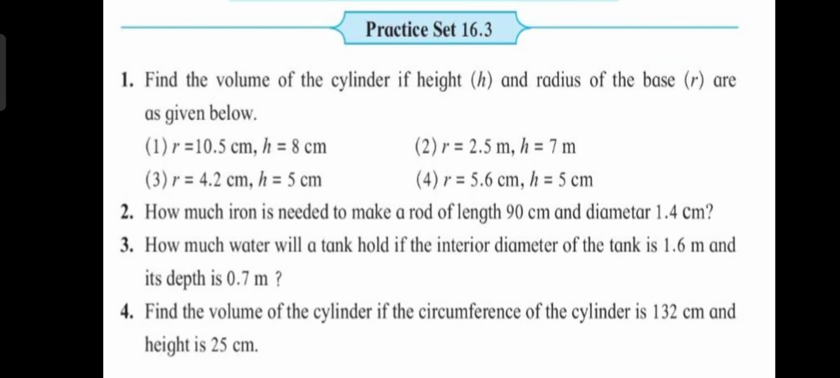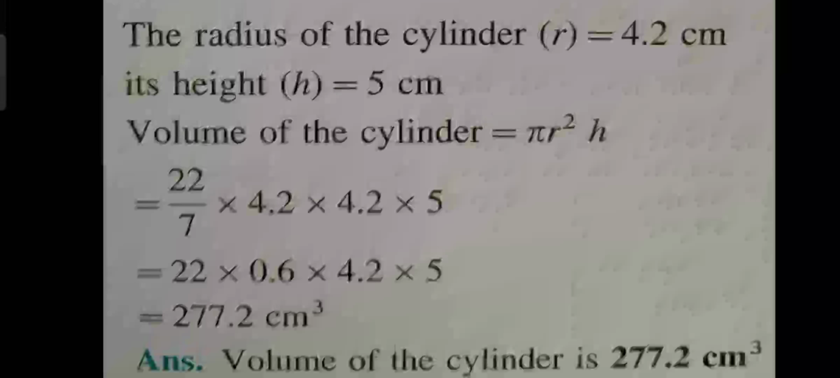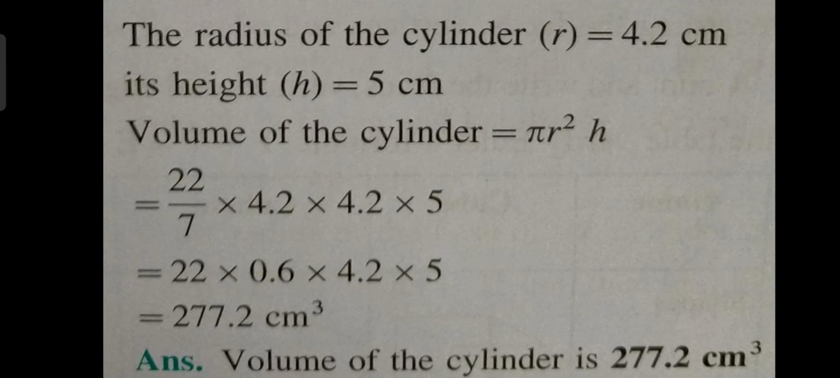Now we see the third question: r is 4.2 and h is 5 centimeter. So the answer goes like this. The radius of the cylinder r is 4.2 centimeter and its height h is 5 centimeter. So the volume of the cylinder is pi r square h, 22 upon 7 into 4.2 into 4.2 into 5, that is 22 into 0.6. 7 ones are 7 and 7 0.6s are 4.2, into 4.2 into 5. So we get 277.2 cubic centimeter. So the volume of the cylinder is 277.2 cubic centimeter.